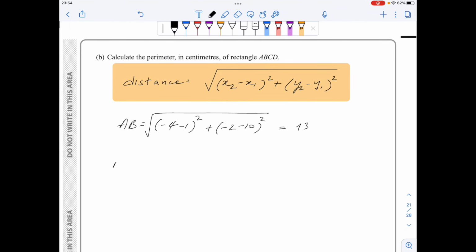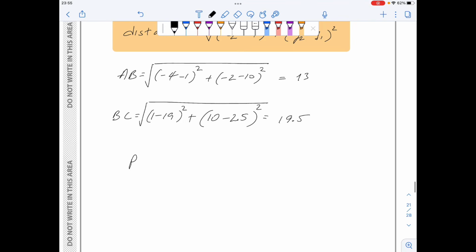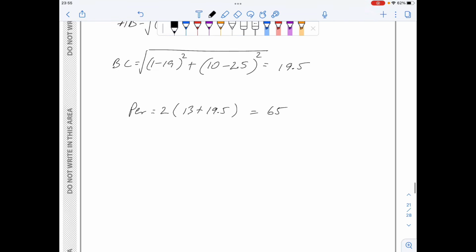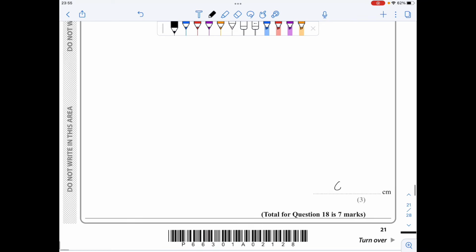And then BC is equal to the square root of (1 minus 19) squared plus (10 minus 2.5) squared. Square root of that gives me 19.5. So the perimeter is 2 times (13 plus 19.5), which gives me 65, and that's the final answer.